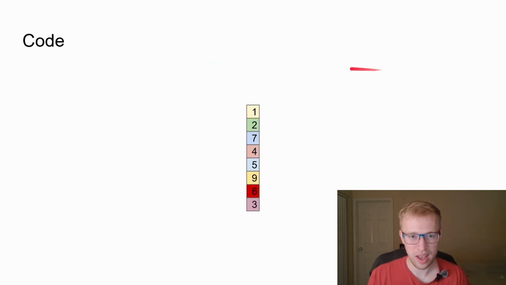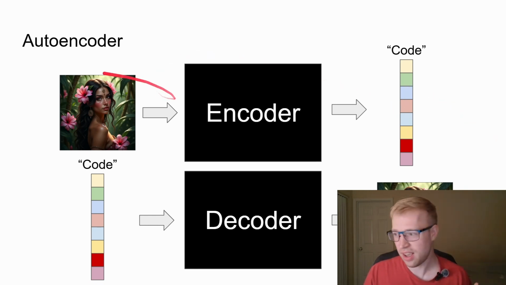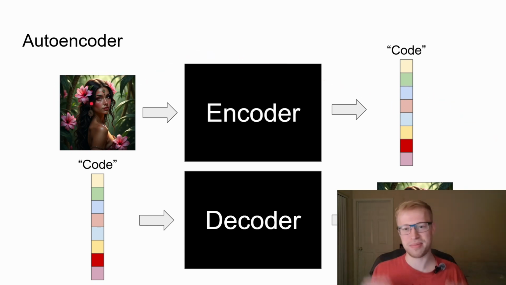What is a code? A code is just a bunch of numbers. So in this case, maybe my code is 127455963, as an example. In reality, the codes are tons of numbers. Like for a megapixel image, your code might be tens of thousands or thousands of numbers.